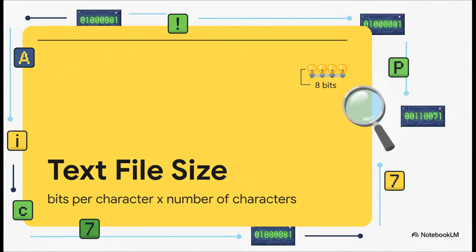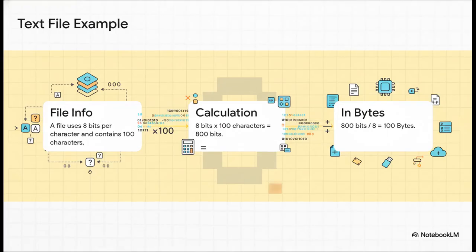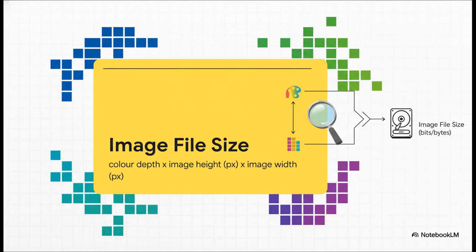Let's start with the easiest one of the bunch, text files. To find the size, you simply multiply the number of bits used for each character by the total number of characters in the file. For example, standard ASCII text uses 8 bits for every single letter, number, or symbol. So let's walk through it. Imagine a text file with 100 characters, using that 8-bit ASCII standard. The math is just 8 times 100, which is 800 bits. And since we know there are 8 bits in a byte, that comes out to a nice, round 100-byte file. Simple as that.